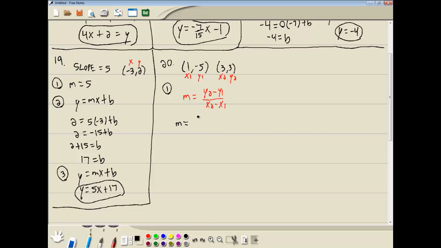Always a good idea to put parentheses in for your variables before you plug in your numbers. So let's do that. Okay, y2 is 3, y1 is negative 5. x2 is 3, and x1 is 1. So we got negative, negative, become positive, so that's 3 plus 5. Down here, 3 minus 1 is 2. So we got 8 over 2, which gives us m is equal to 4.